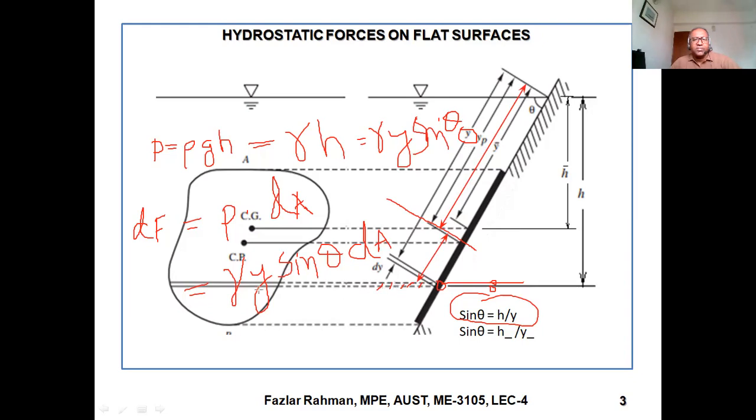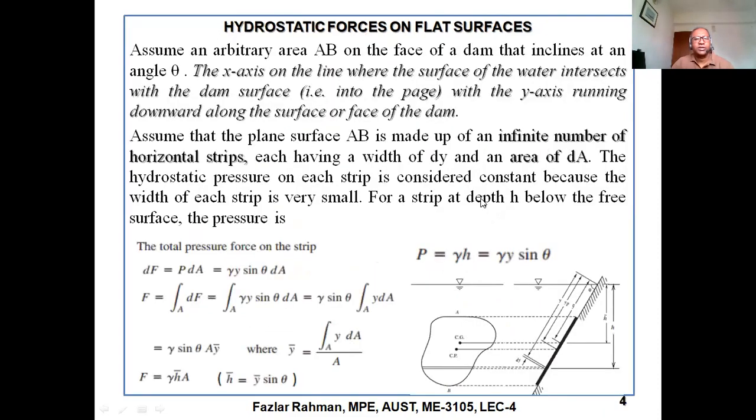That means if I integrate both sides, on the left hand side I'll get F. On the right hand side, gamma sine theta I'm taking out in front of the integration. Then integrate y dA, the area integration. If I express y dA by something, then I can get the amount of force. So let's see in the next slide how we figured out the force. Just look.